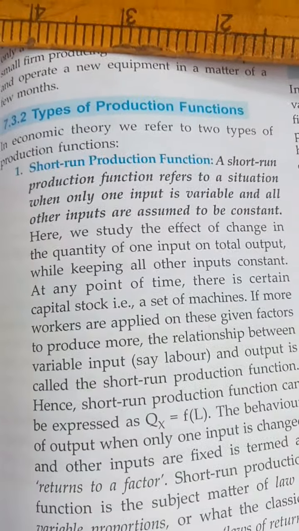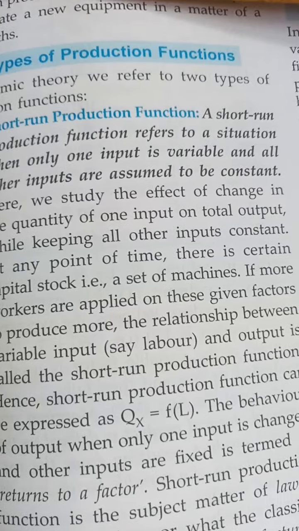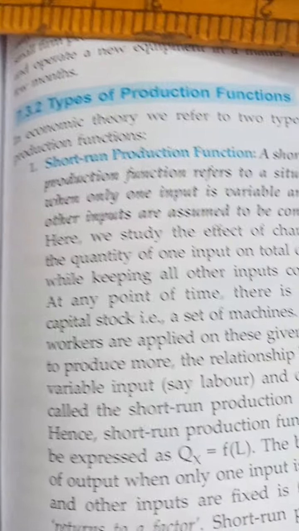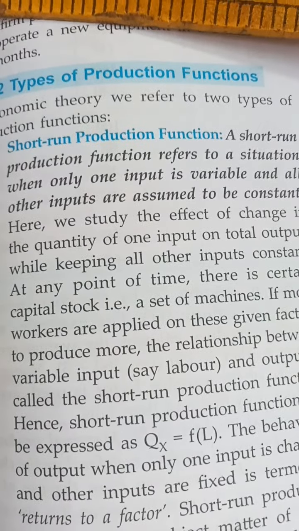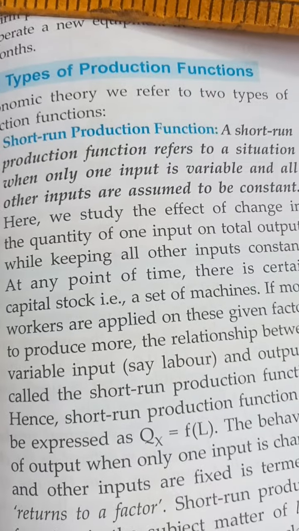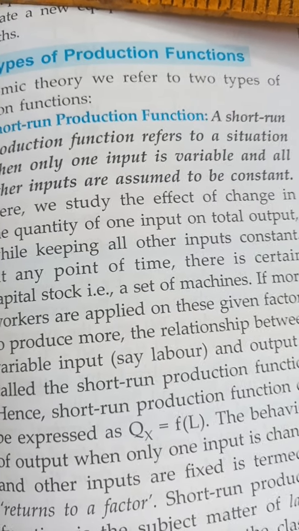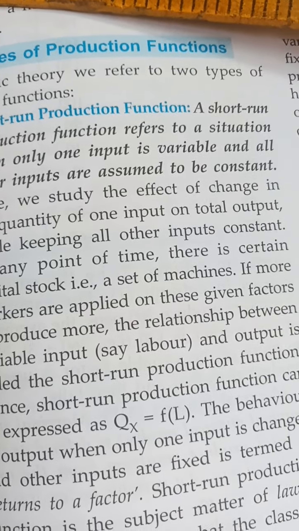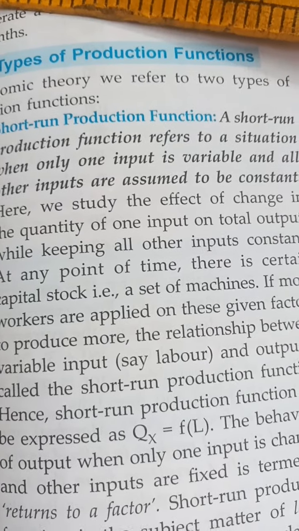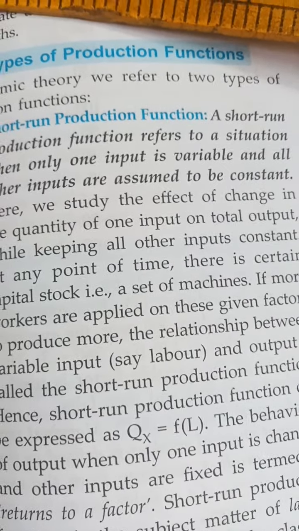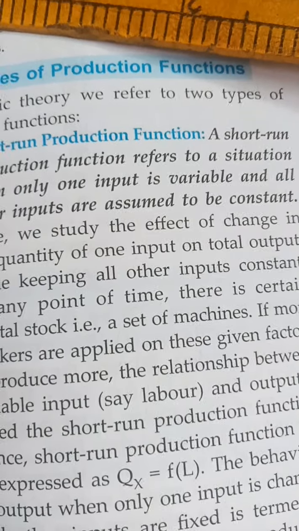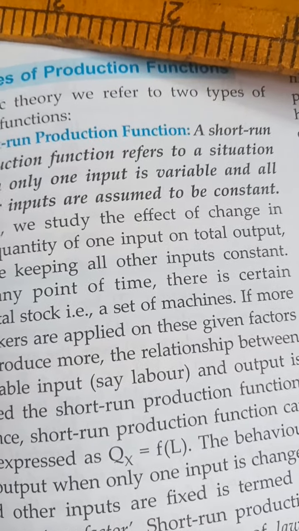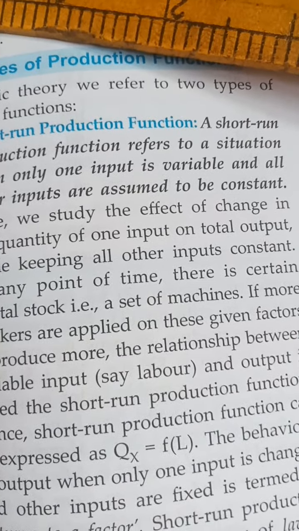A short run production function refers to the functional relationship between the maximum quantity of output produced and the factors of production within a short time period when the best available technique is used, when in the short run only one factor is variable, only one input is variable, and all other inputs or factors are assumed to be constant or fixed. So this is short run production function.